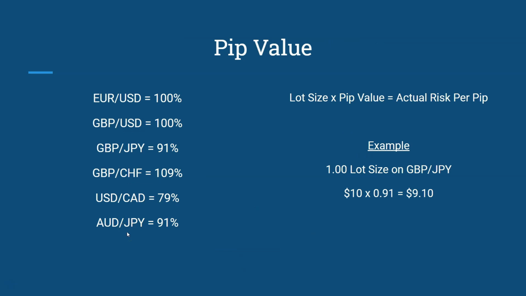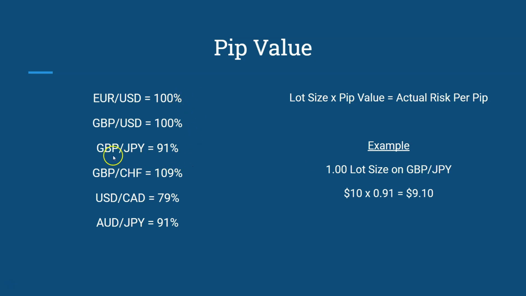Okay, the third thing you need to understand is pip value. This is the least important thing, but you do still need to understand it because it can be confusing. Basically, what this means is, with the Euro USD, for example, you get 100% of whatever you're risking. So let's say $10. If I'm risking $10 per pip, then when I put the trade in and the market starts moving pips, I'm literally making or losing $10 per pip, 100% of the value of my risk.